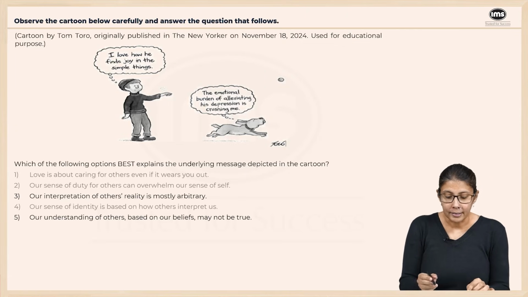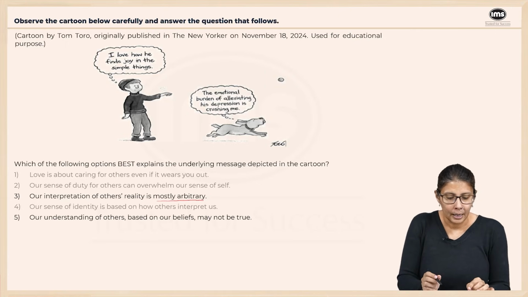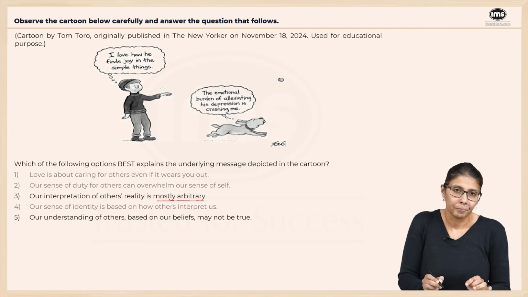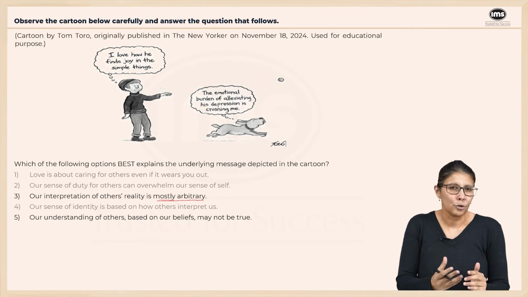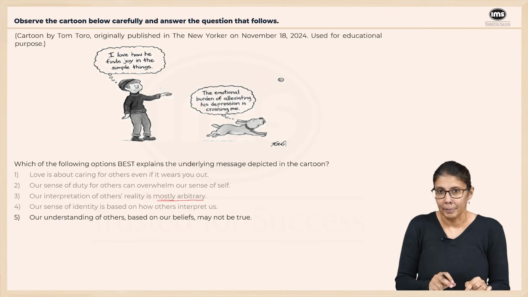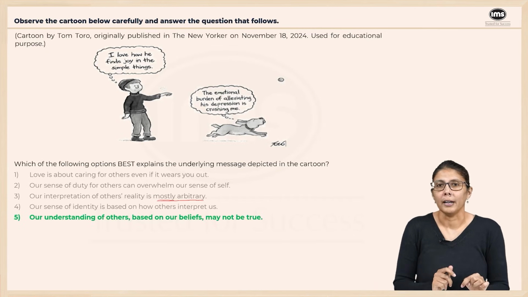The third one says mostly arbitrary. Arbitrary means random. So is the boy's interpretation random? And can we justify the word mostly? That we cannot say because this is just one situation. So because of this, I would now say option 3 is not that great. Option 5 is better because it's slightly more tentative. And so option 5 is the correct choice.